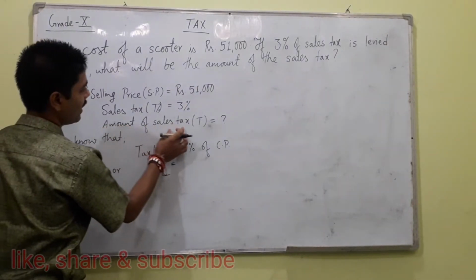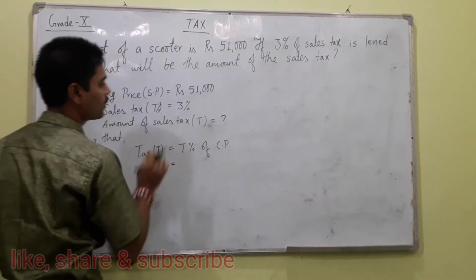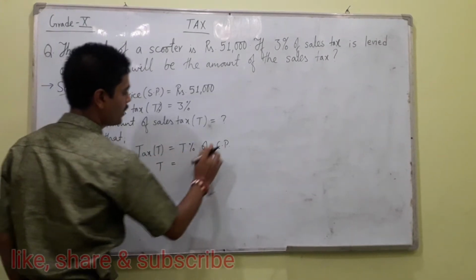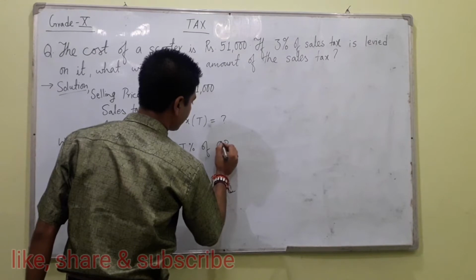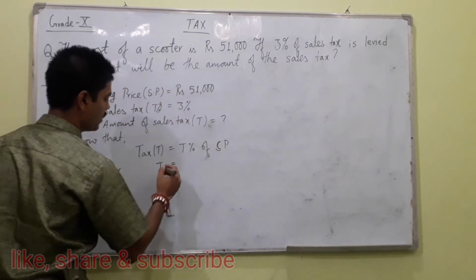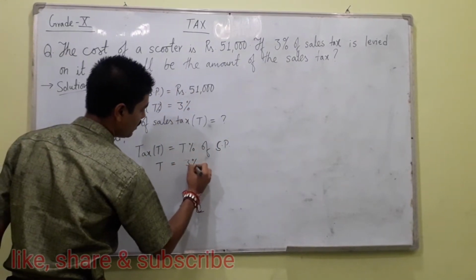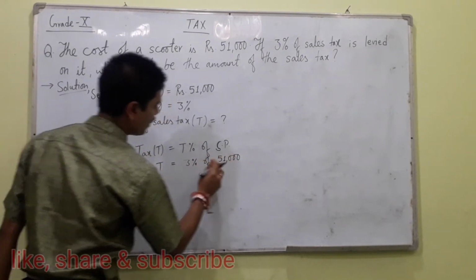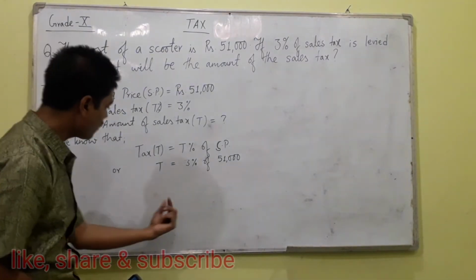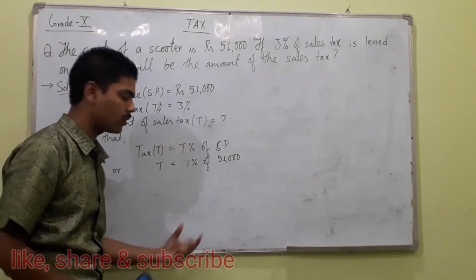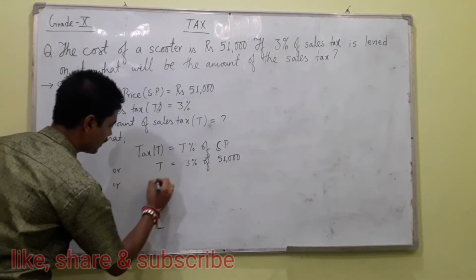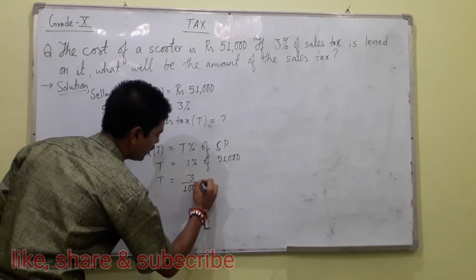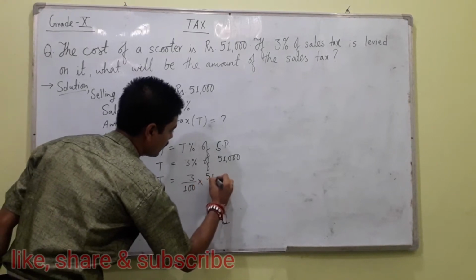So amount of sales tax, you can denote T for tax and write the formula: tax is equal to T% of SP, because the tax is levied on the selling price. So T% means 3% of rupees 51,000. I am not writing rupees here. I will write the unit at the end of the solution. So T is equal to 3 upon 100 into 51,000.